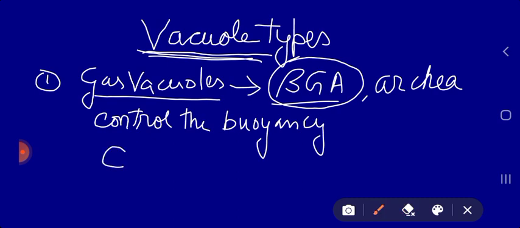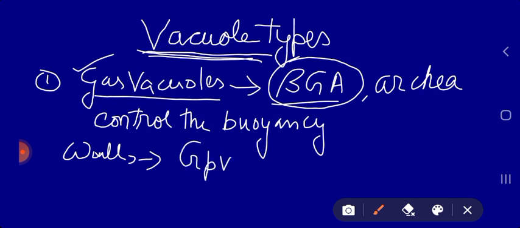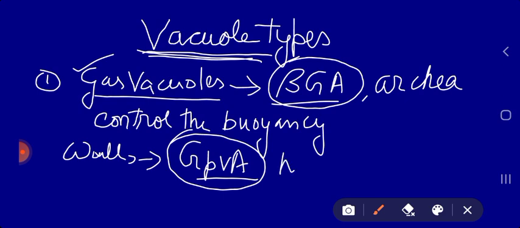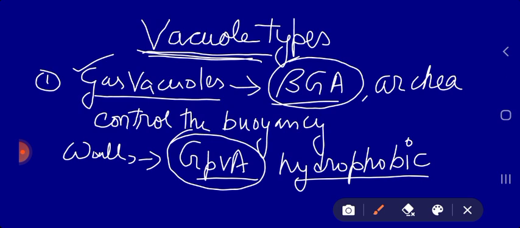Again, I repeat, if you are confused with this term: the walls of the gas vesicle are made up of a hydrophobic gas vesicle protein A. GvpA forms a coating, a wall around the gas vacuoles, and it is purely hydrophobic, not allowing water to enter, right? Not allowing water to enter.